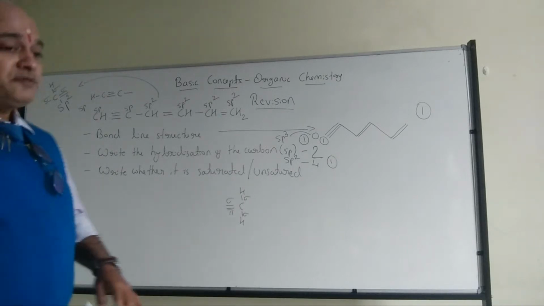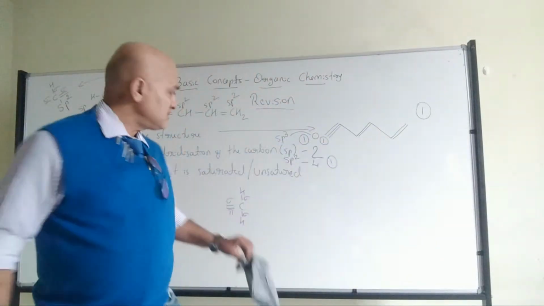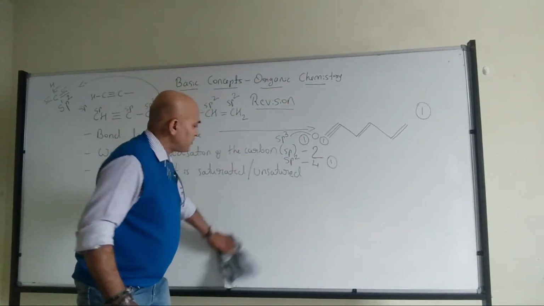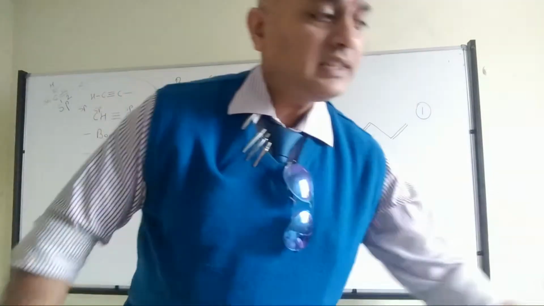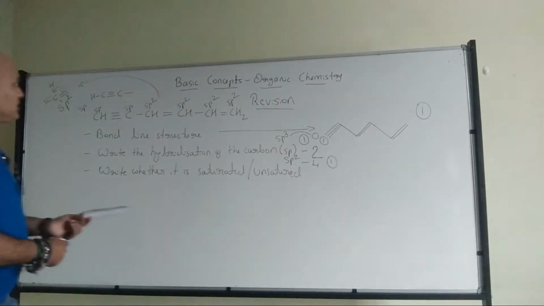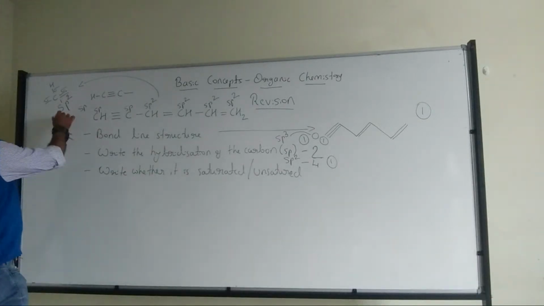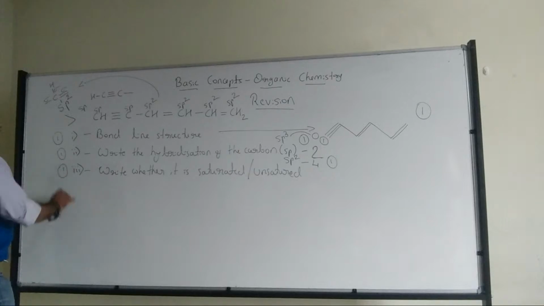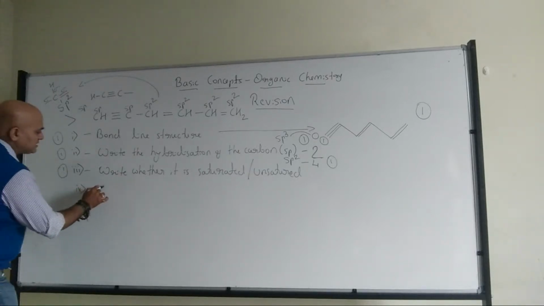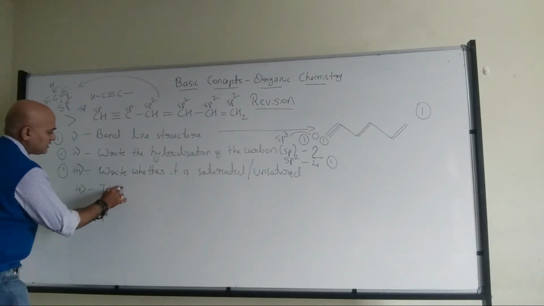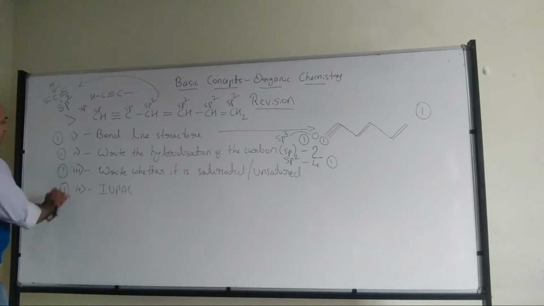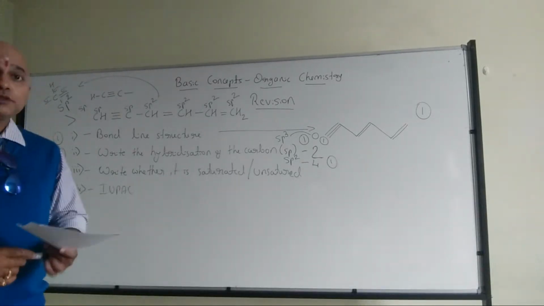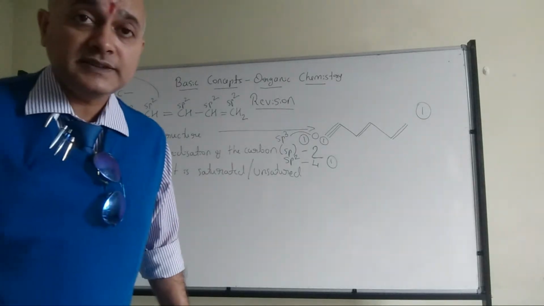Next one. Whether it is a saturated or unsaturated organic compound. That will be the question. There will be a main question, and in that there will be sub-questions. Each question will have 1 mark. Another one, IUPAC nomenclature. So another 1 mark. So in total 4 marks, or they can go even up to 5 marks.